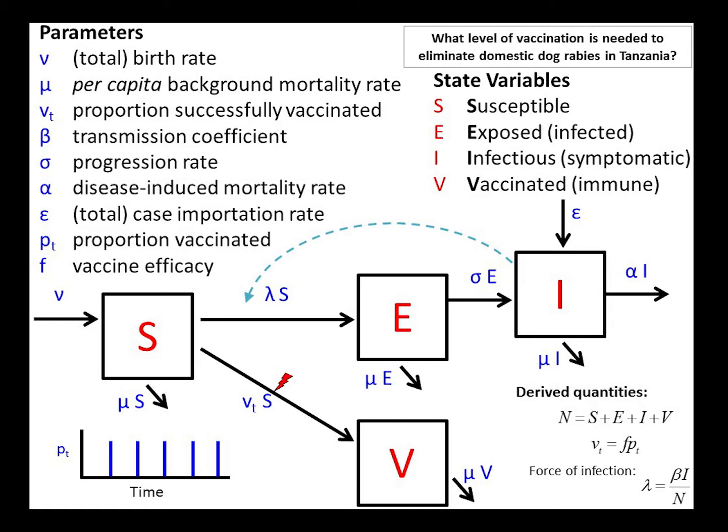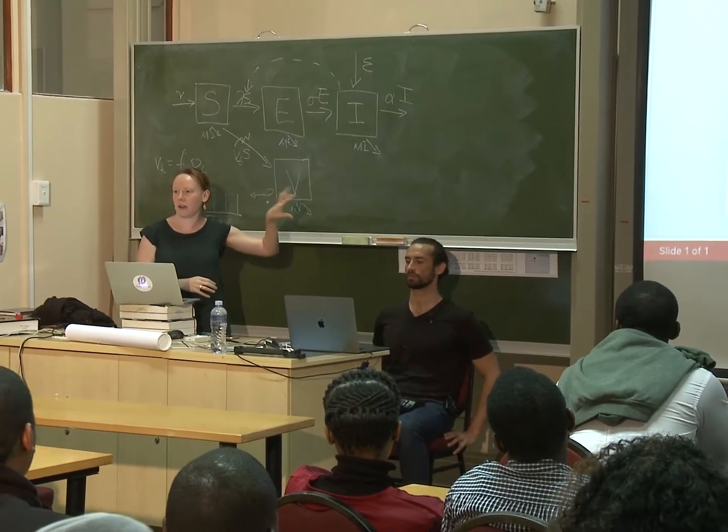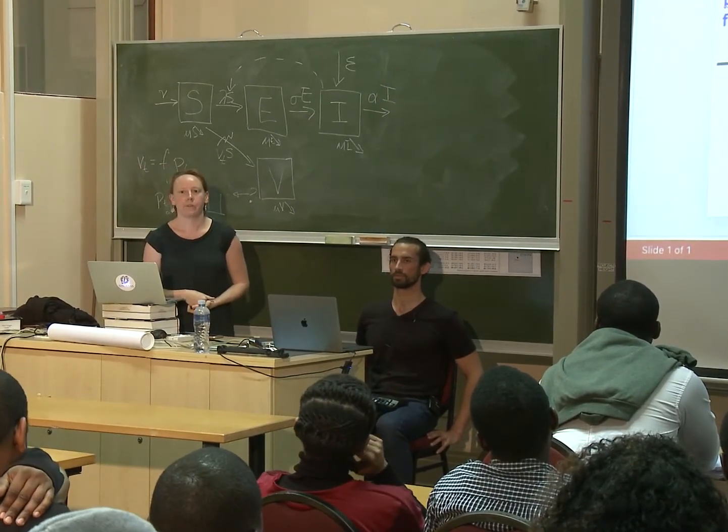Jeremy? Could you explain the graph on the bottom left? Sure, I'll try to. So the graph on the bottom left, that's your proportion vaccinated on the y-axis and time on the x-axis. And it's really just trying to represent that this is a process where there's a pulse. So it's not continuous vaccination. It's that dogs come into the population all year long, but then once a year, a vaccination team goes to the area and vaccinates some given proportion of the dogs. And so that's an attempt to represent that. Other questions?